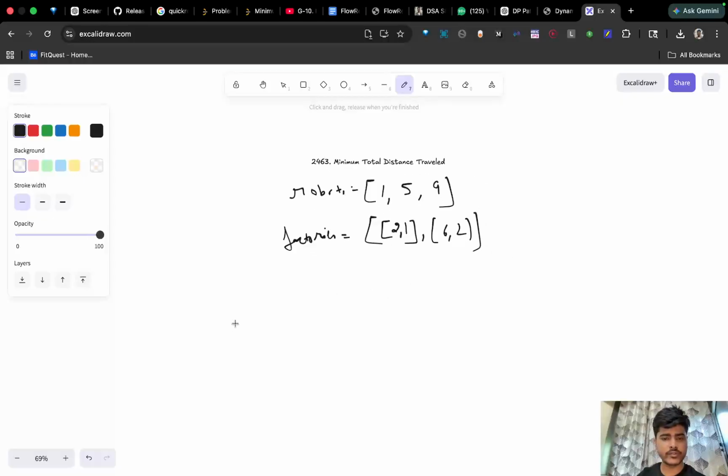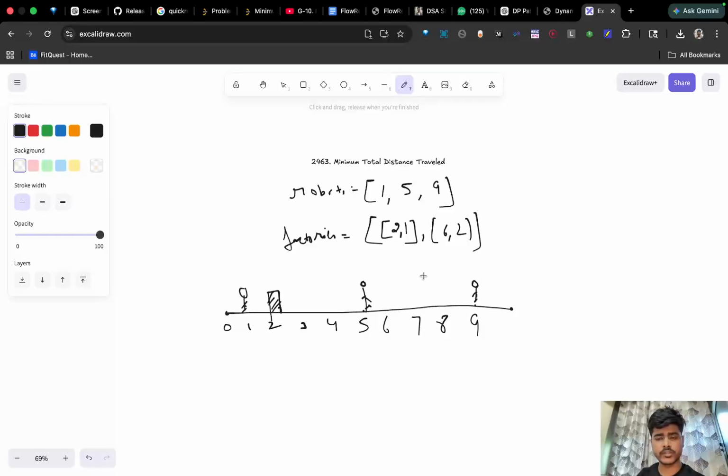So if we visualize this problem, then we have an x-axis here. So let's draw an x-axis with 0, 1, 2, 3, 4, 5, 6, 7, 8 and 9. We have a robot at position number 9. We have a robot at position number 5 here, and we have a robot at position number 1 here. We have a factory at position number 2 with limit 1, so I have a factory here, and I have a factory at position number 6 with limit 2.